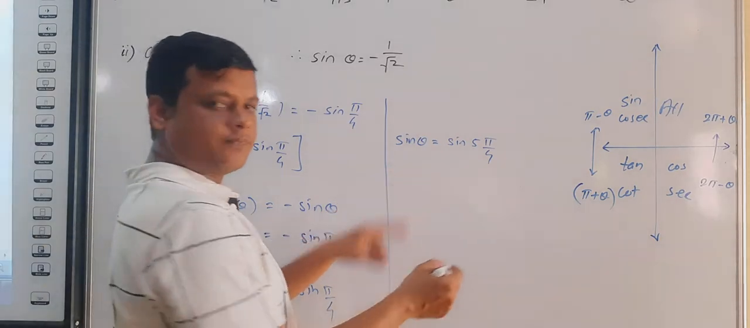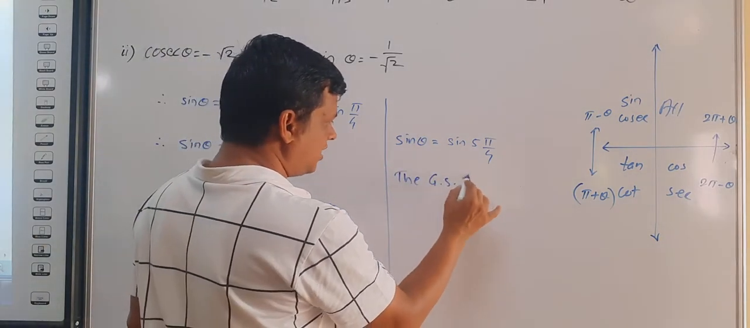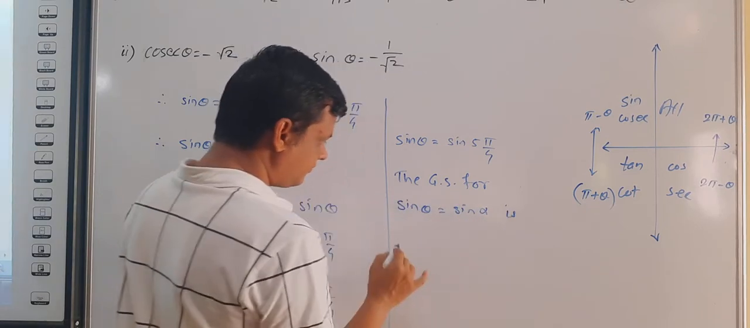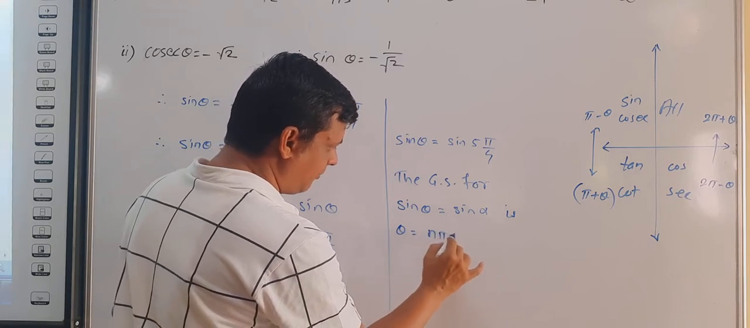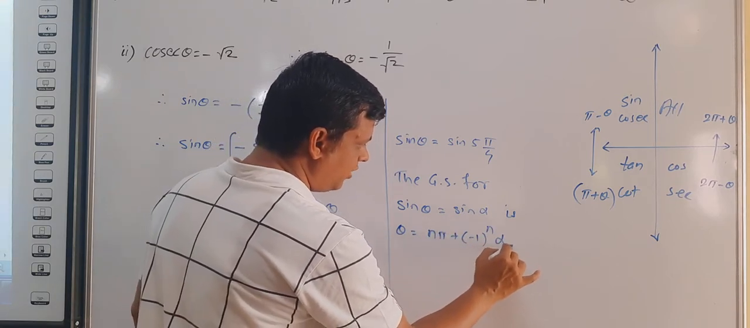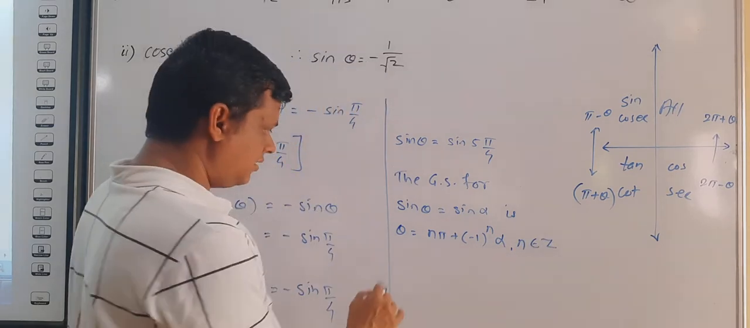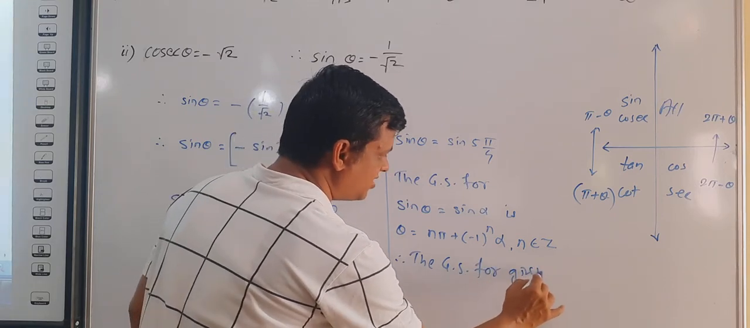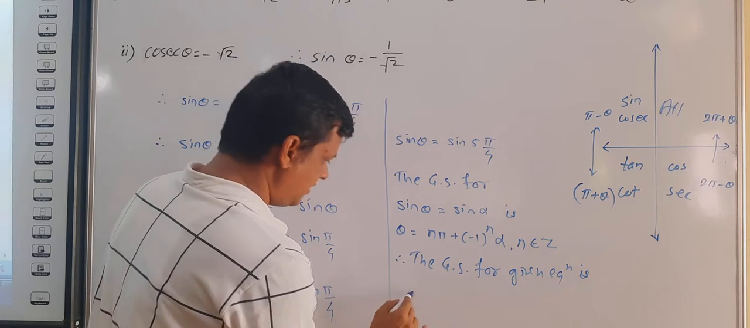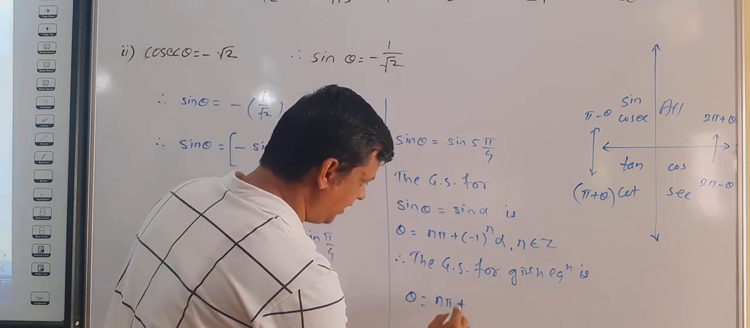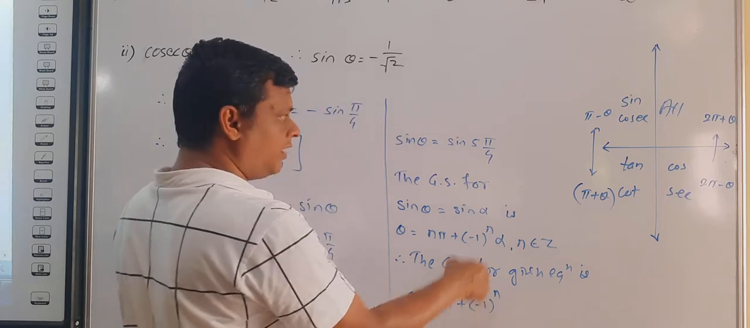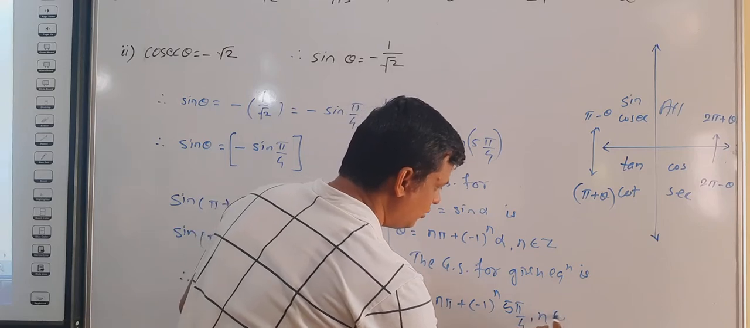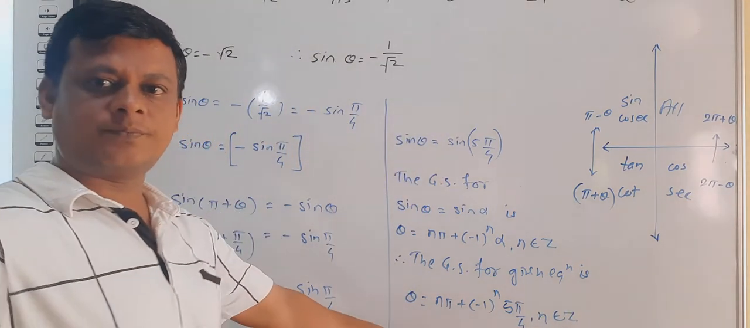Now this is of the form: the general solution for sin theta equals sin alpha is theta equals n pi plus minus 1 raised to the power n into alpha, n belongs to Z. Therefore, the general solution for the given equation is theta equals n pi plus minus 1 raised to the power n into alpha. In place of alpha, we have to replace it by 5 pi by 4. N belongs to Z. This is the required general solution.